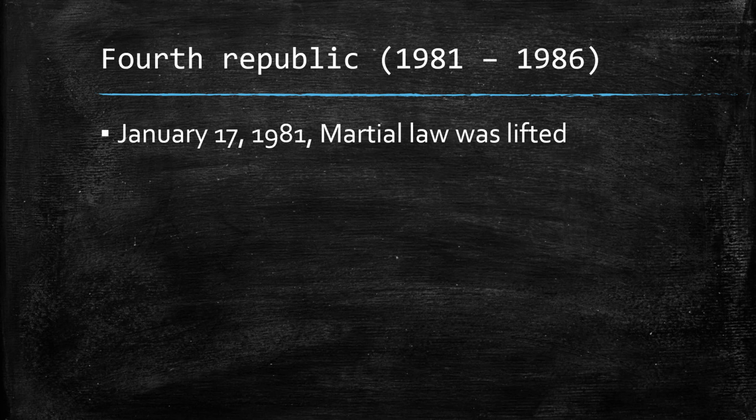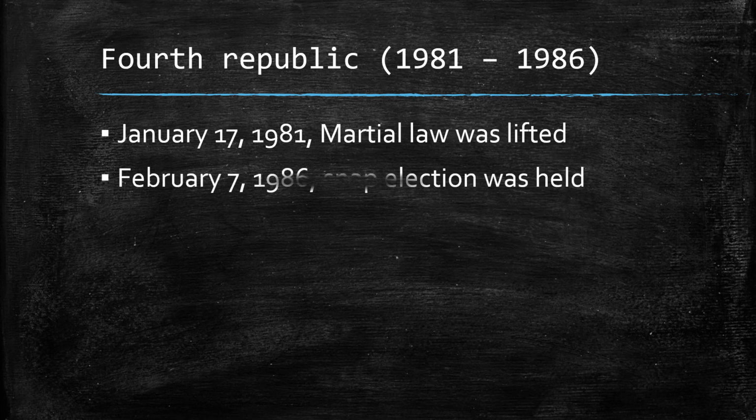President Marcos assumed his office in 1965 and he used the Third Republic of the Philippines up to 1972, when he declared martial law. On January 17, 1981, martial law was lifted. And in June 1981, President Marcos allowed the holding of the presidential election. And this is the beginning of the Fourth Republic of the Philippines.